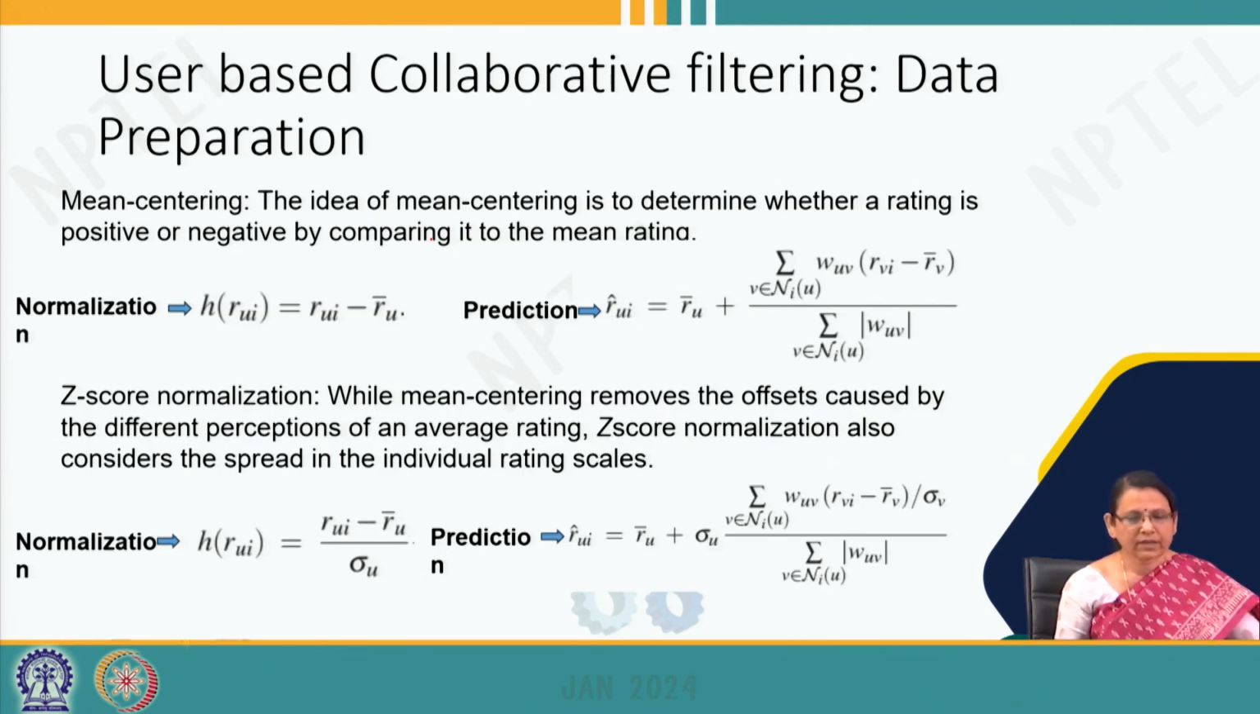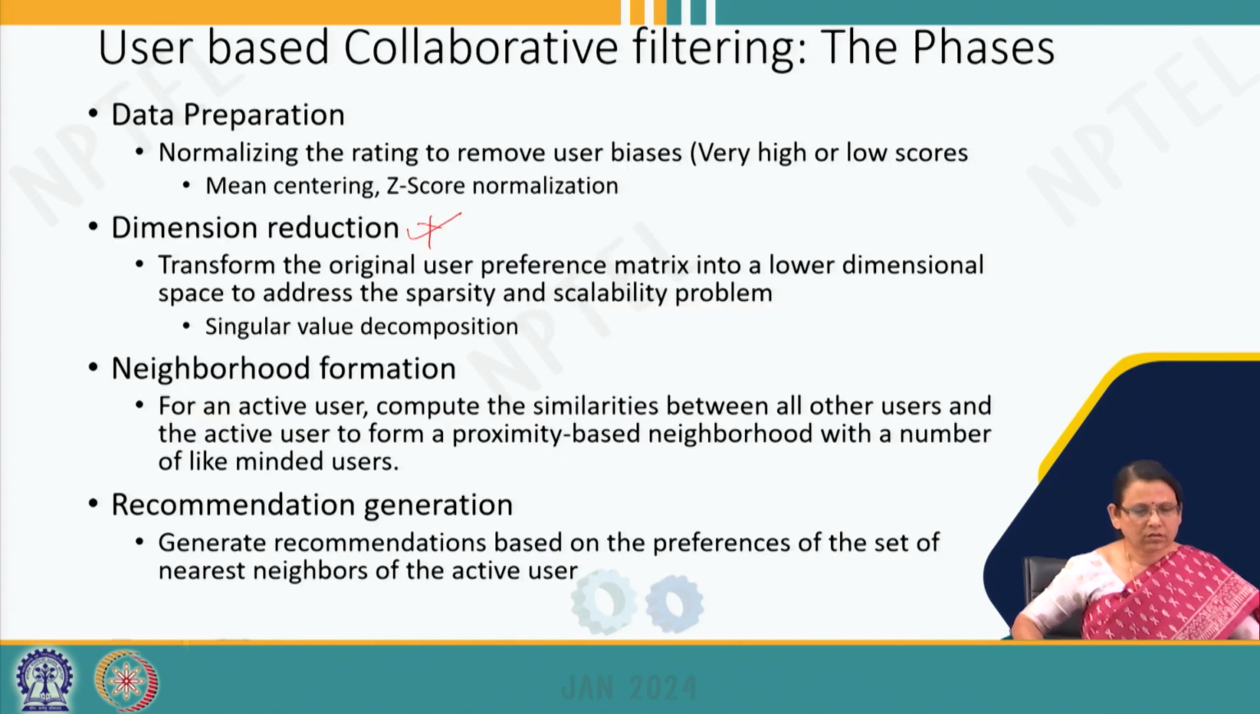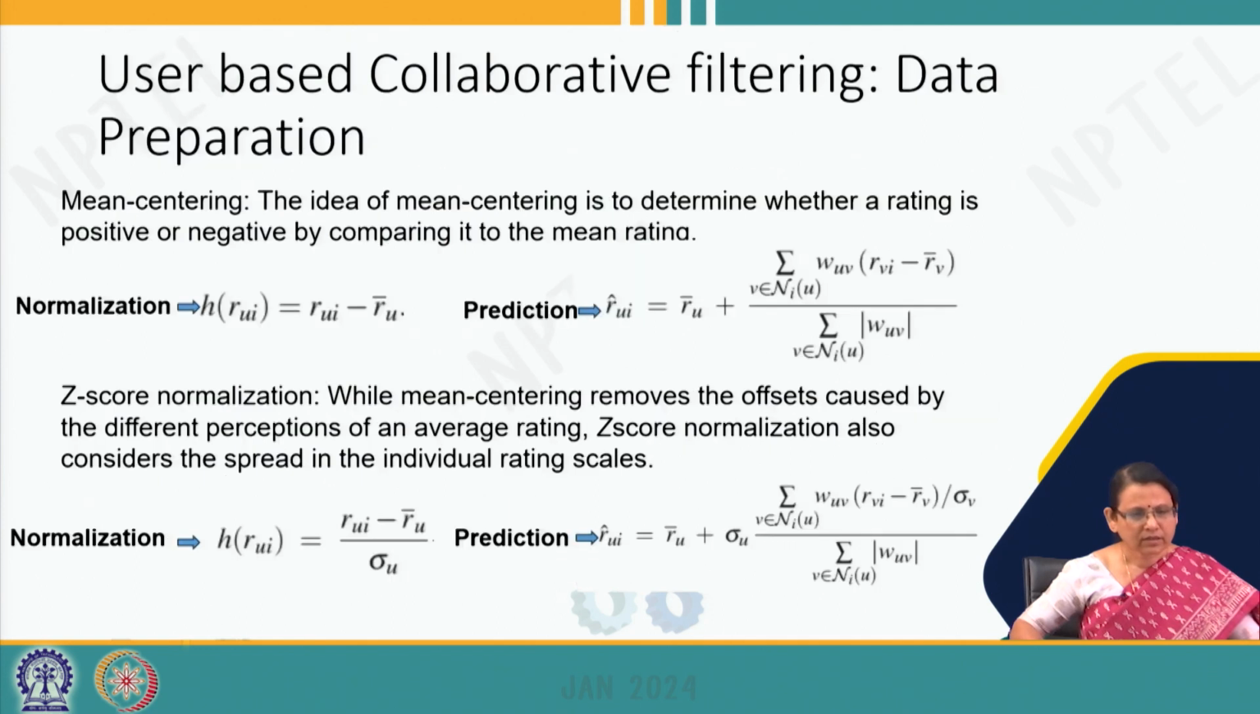Now come to the first task. Moving ahead, let us look at the steps involved here. So, first step is data preparation, where you are supposed to do some kind of normalization. Now, this normalization can be done in 2 ways in this context. One is mean centering. Here the idea is to determine whether the rating is positive or negative by comparing it with the mean rating.